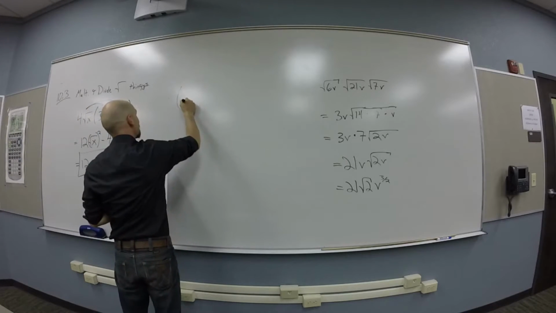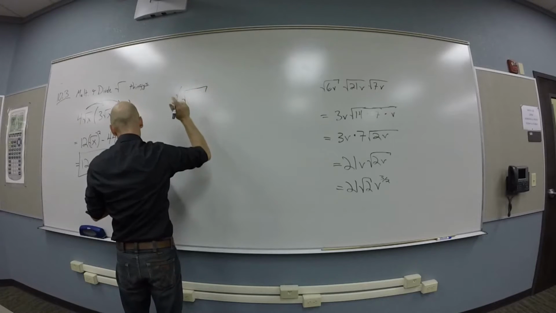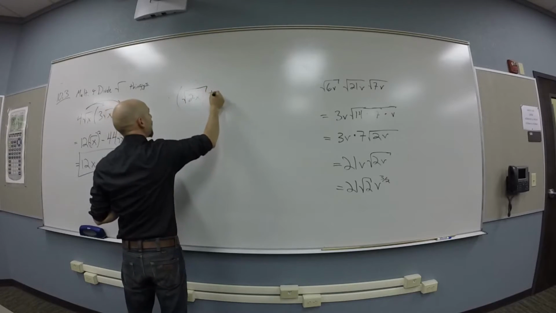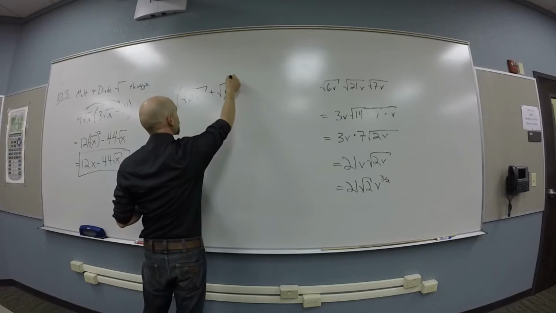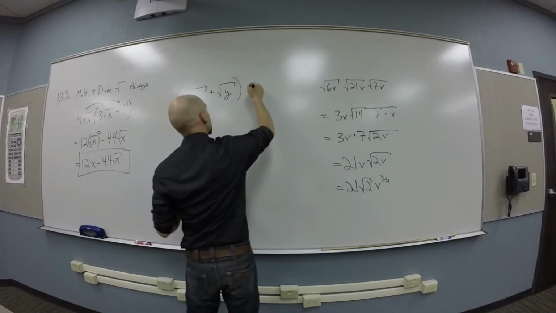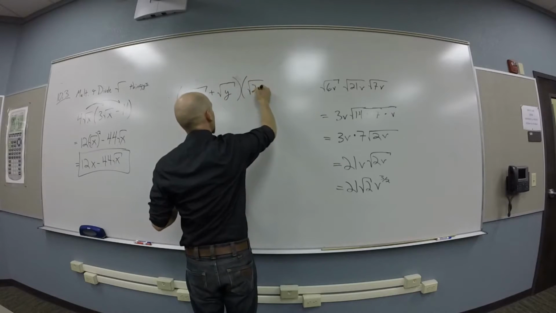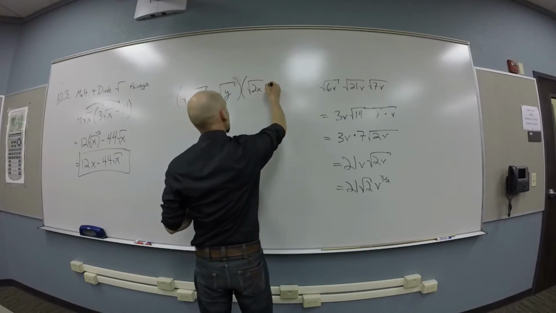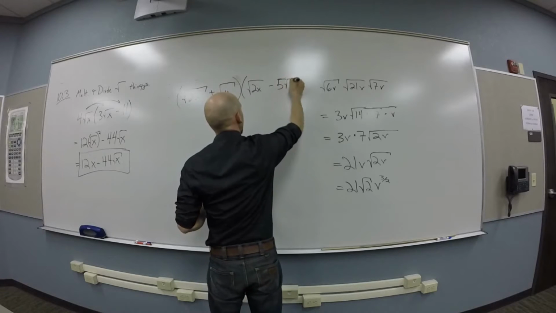We're not going to do fractions yet. We're going to warm up a little bit first. We've got root 2x plus root y, times root 2x minus 5 root y.